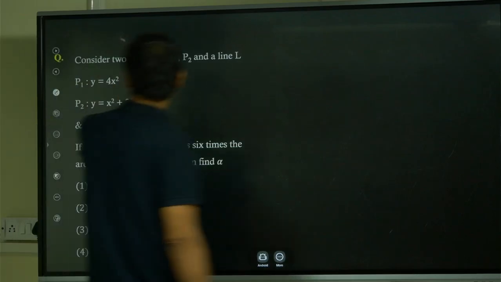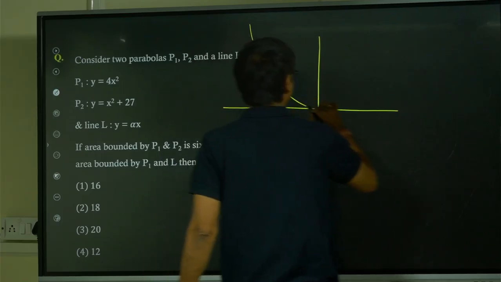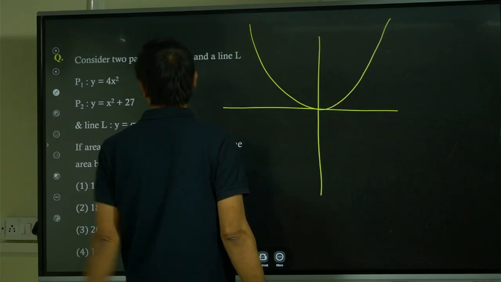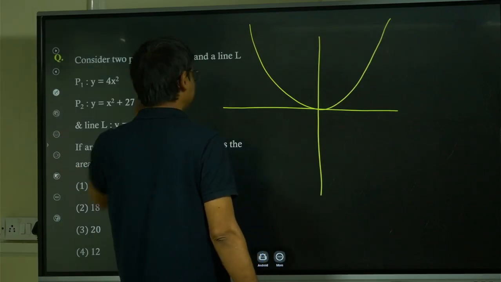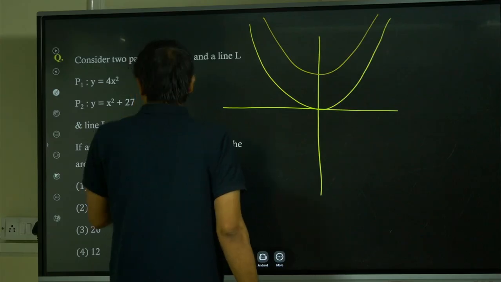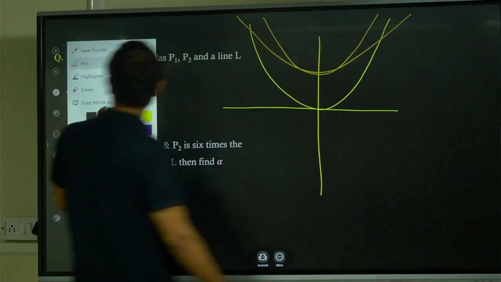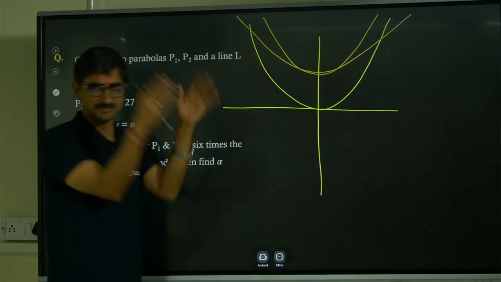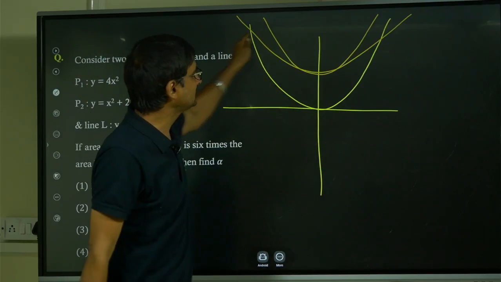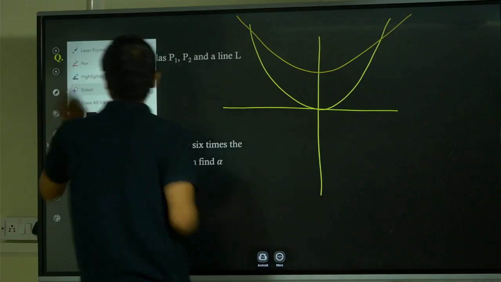Now the next one is, consider two parabolas, y is equal to 4x square, so it's an open upward vertical parabola. Y is equal to x square plus 27, it's again an open upward, shifted by 27 units. Rather it will be something like this. Why so? Because it is 4 times, so the first one will be steeper. So at some point of time, it will definitely intersect. The second one has to be a bit broader, right?